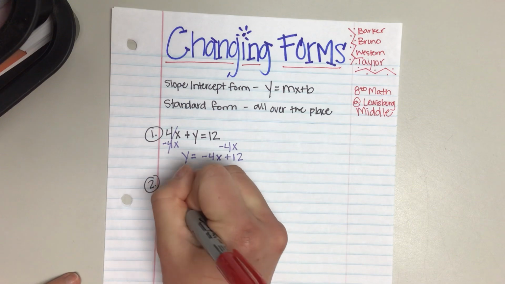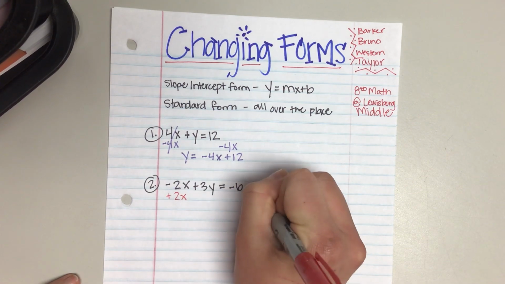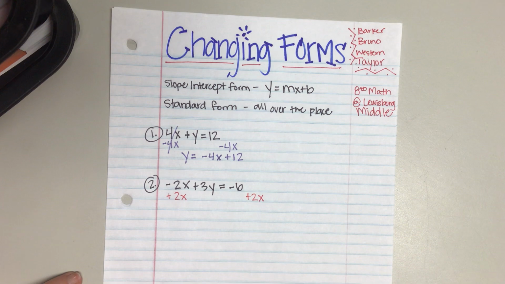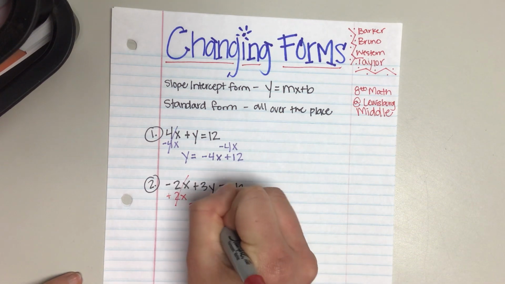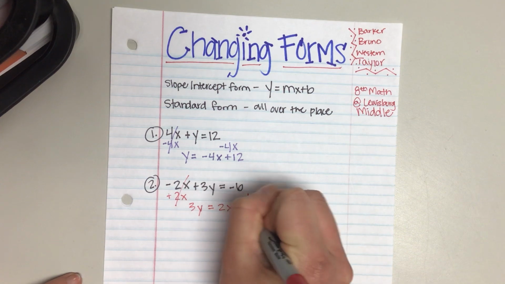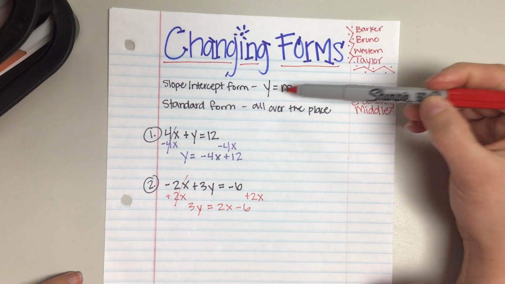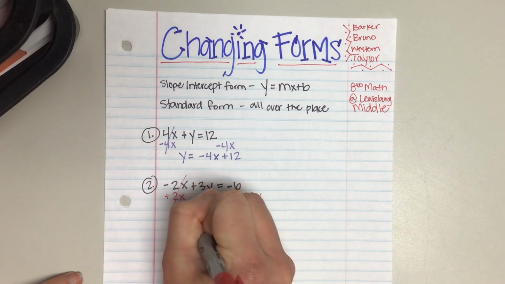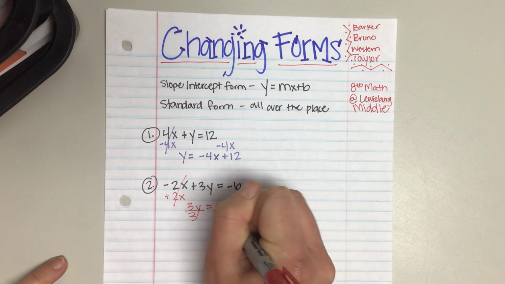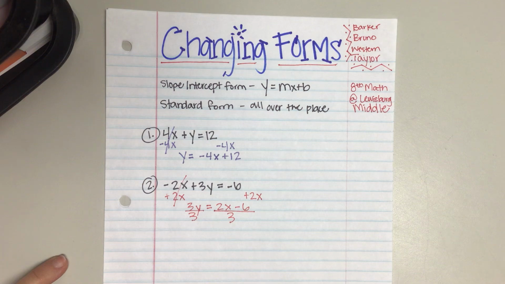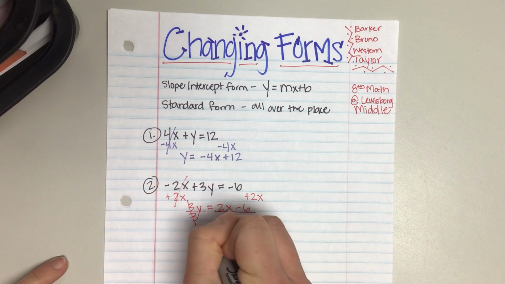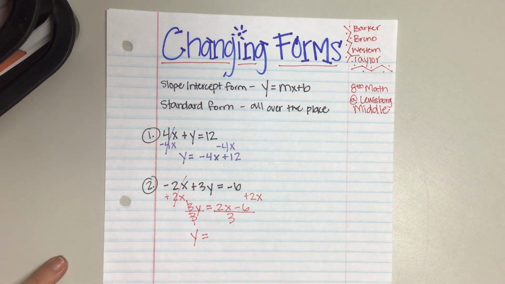So we're going to add 2x to the right. Notice we did not add it to that negative 6 because it does not have an x. So that cancels away and you're left with 3y equals 2x minus 6. Now you need to get rid of the 3 that is with the y because slope-intercept form is a y only. So if you divide this by 3, you have to divide everything on the right side by 3 as well. Everything gets divided.